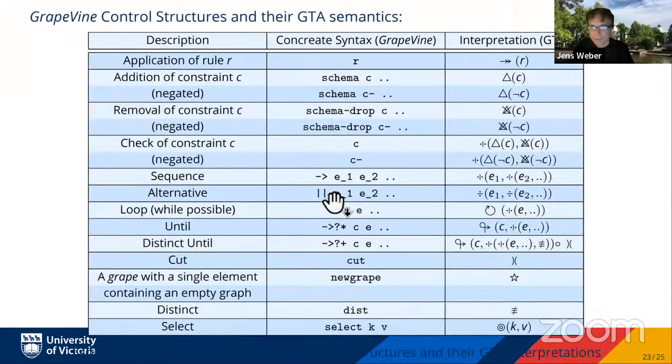Okay, so here's a very busy slide that maps some of these concrete syntax statements within Grape to the GTA operators. I don't want to spend too much time on this slide, because I think it's better to actually look at some example interactions with the tool. But that's just here for completeness.